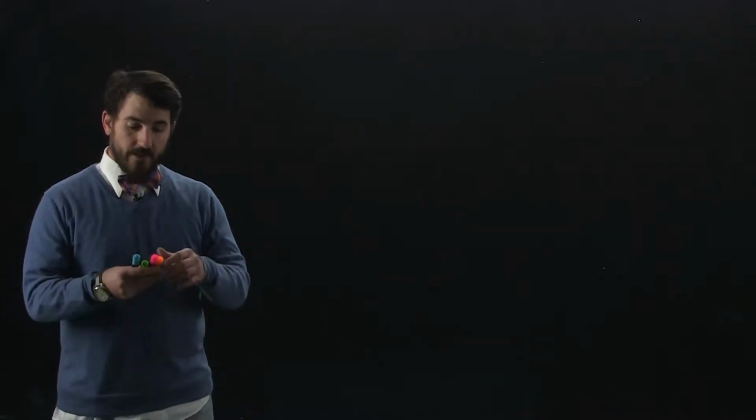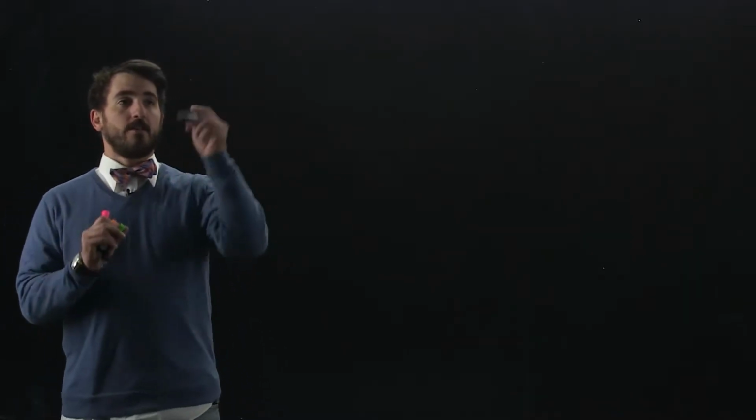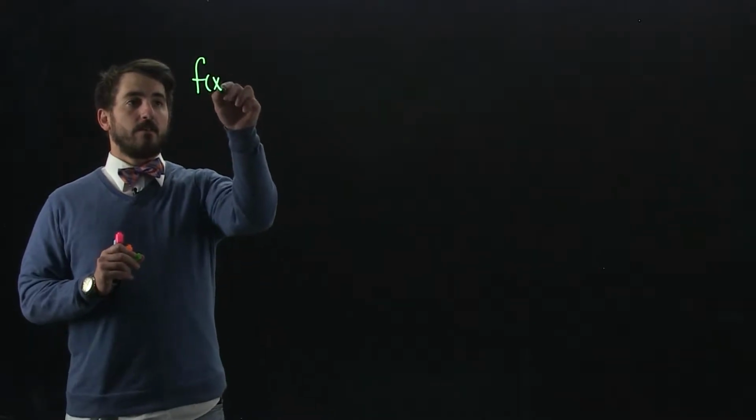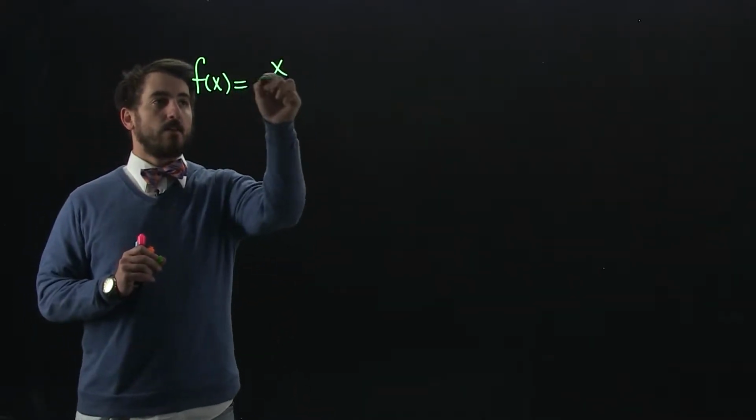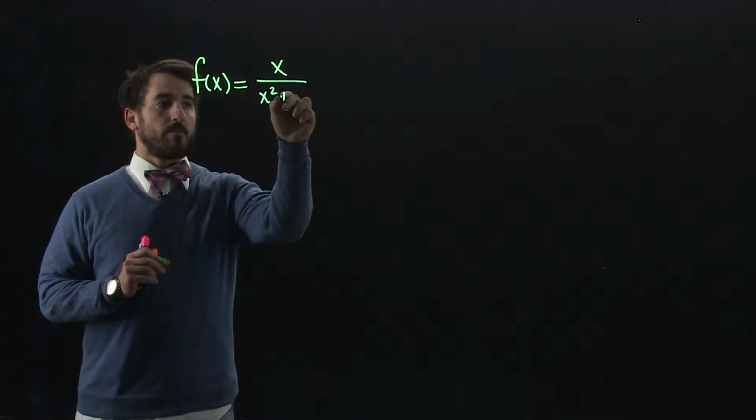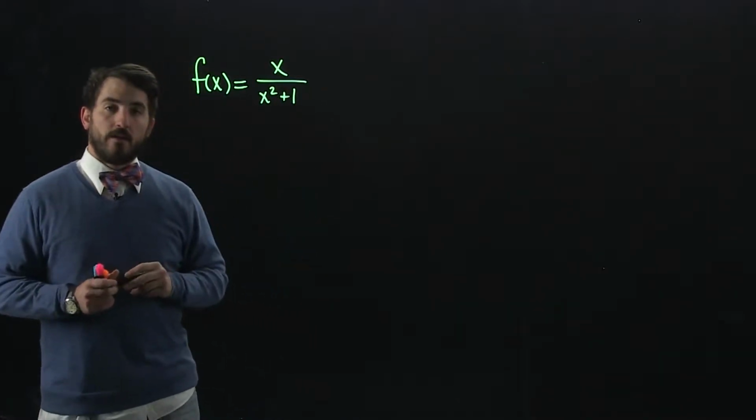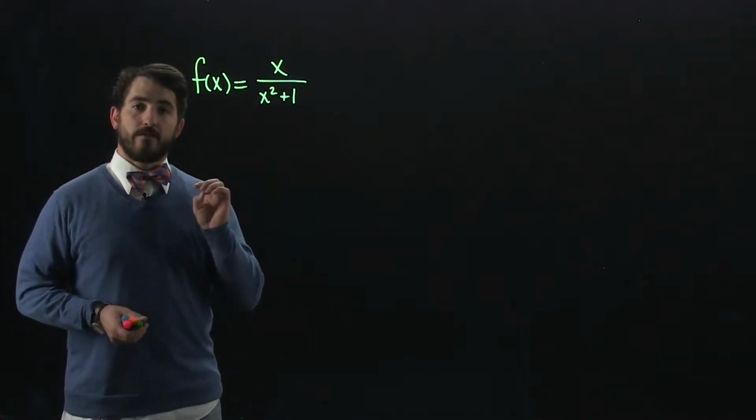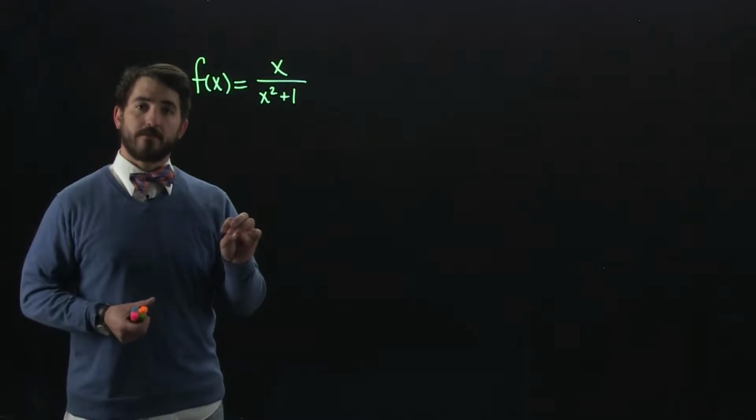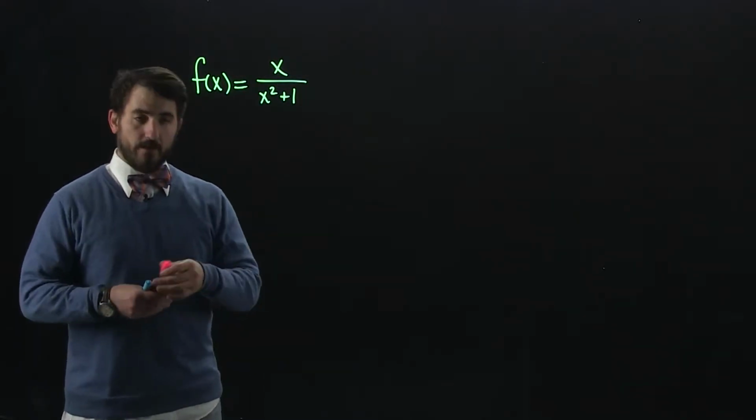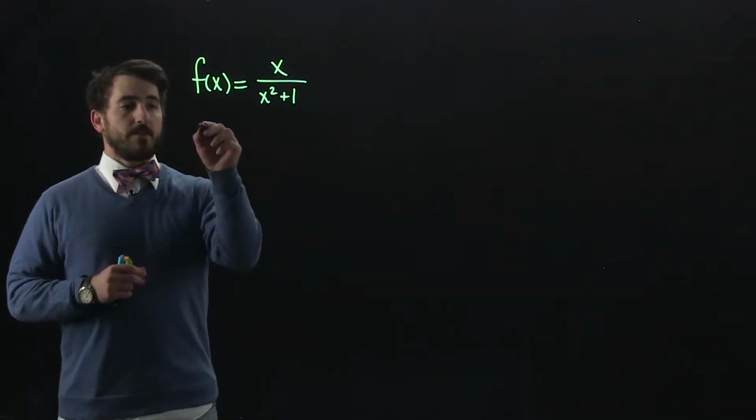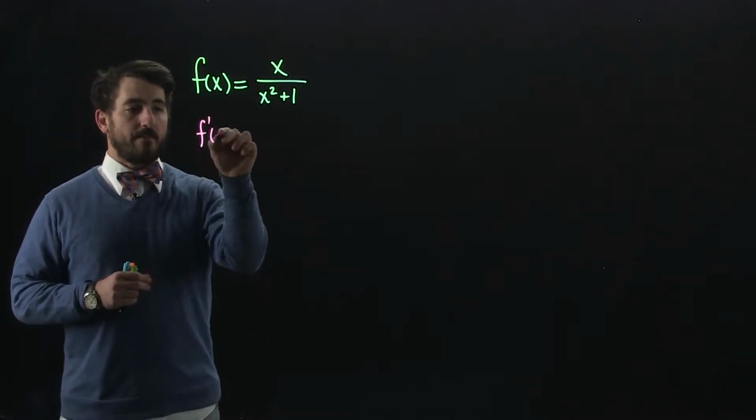Hello. Today we're going to be talking about the intervals of increasing and decreasing for the function f of x equals x over x squared plus 1. Now, the first thing that we need to do in order to find the intervals of increasing and decreasing for this function is to find its critical numbers. So the first thing I'm going to do is take the derivative of f.